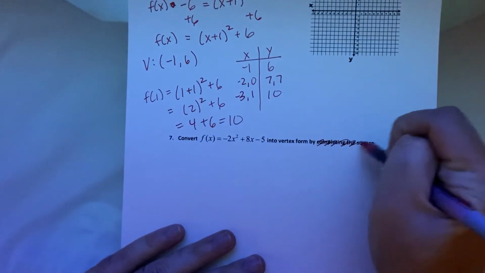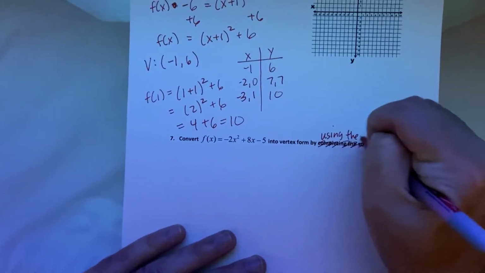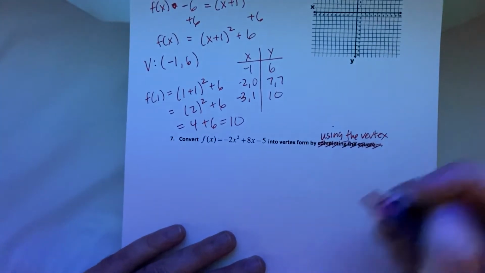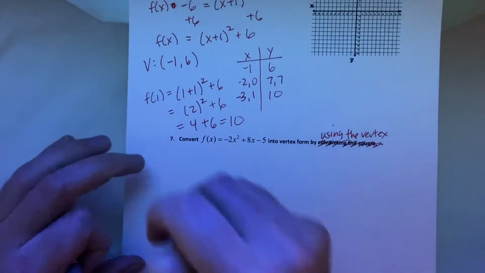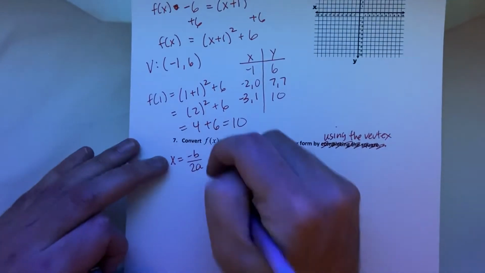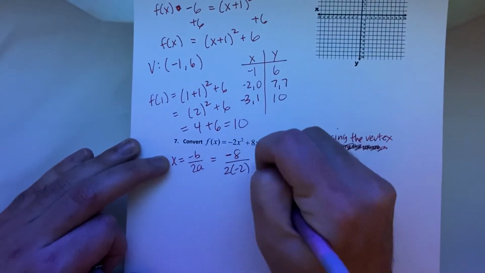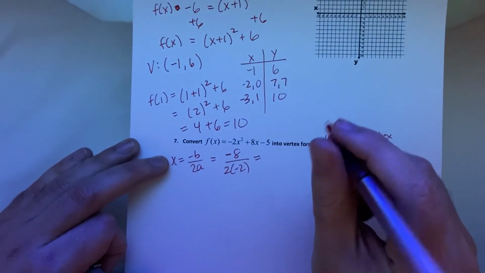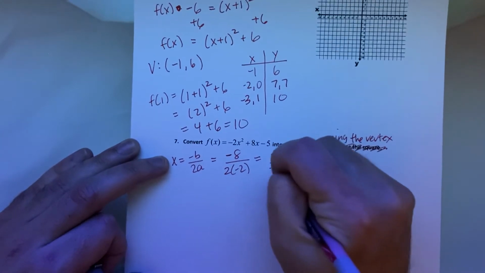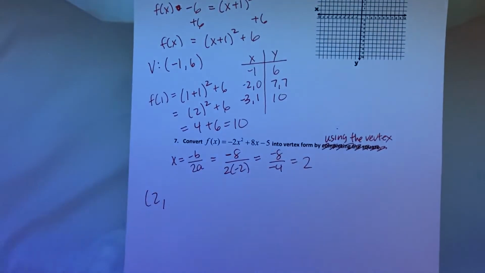Let's try by using the vertex instead of completing the square. Okay, so we know x is negative b over 2a. That would be negative 8 over 2 times negative 2. That's negative 8 over negative 4, which is 2. Okay, so we know the x value of 2.